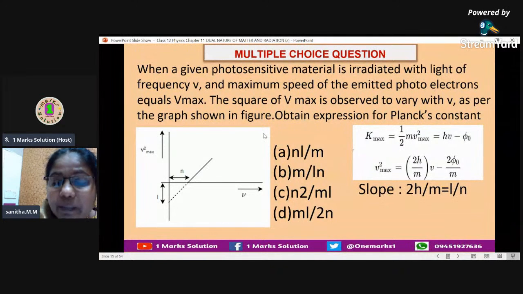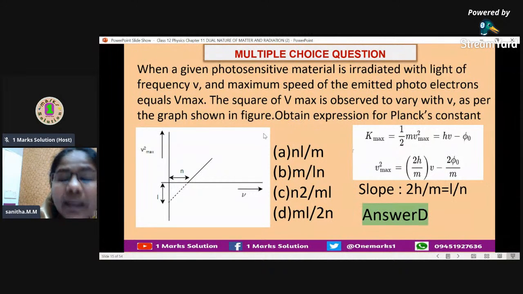2h by m is equal to the slope of the graph given here, which we can say is L by n. So the equation becomes h is equal to m L divided by 2n. That is option B. That is the answer. This is a very important question. All of you have to note this one.